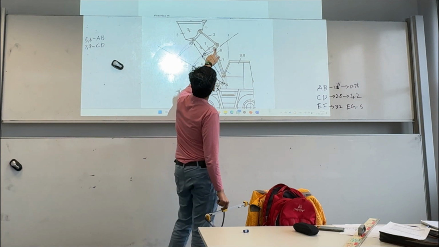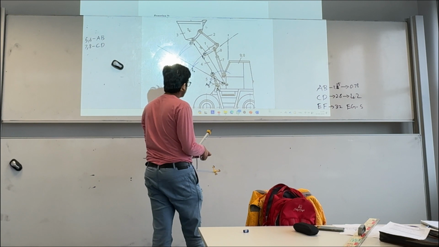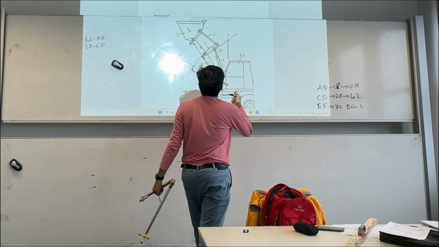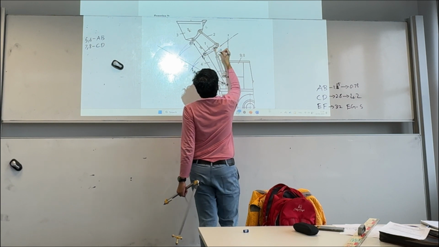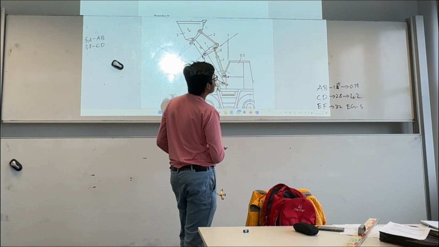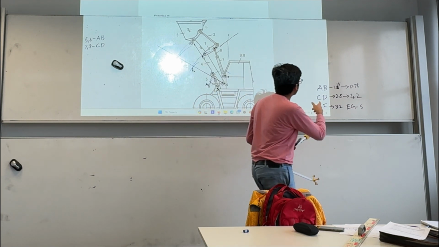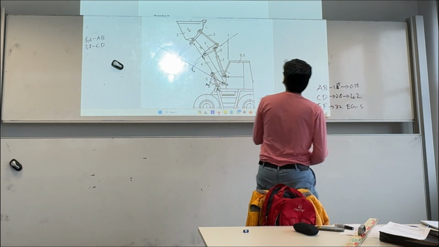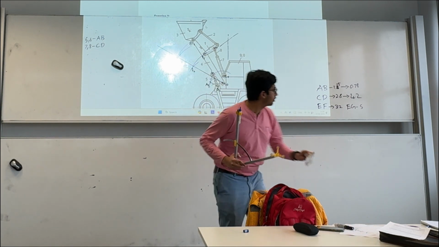So now we need to focus on this CD. I will just take it as C0, C1. It's becoming longer. The weight is 50% longer, right? Correct. 4.2. Measure that.